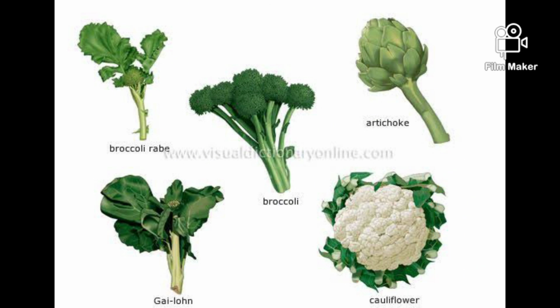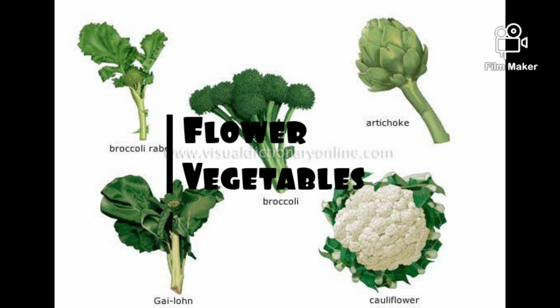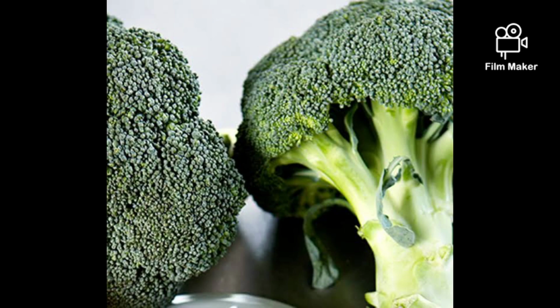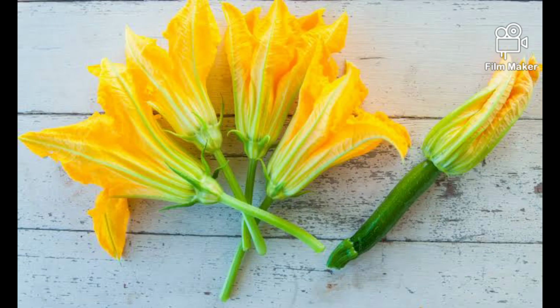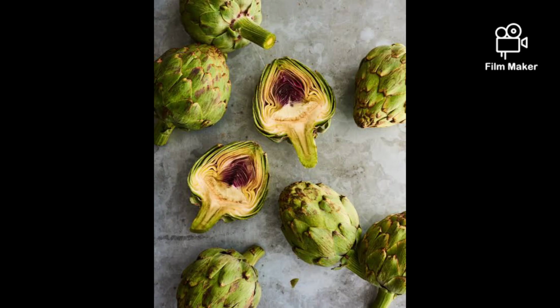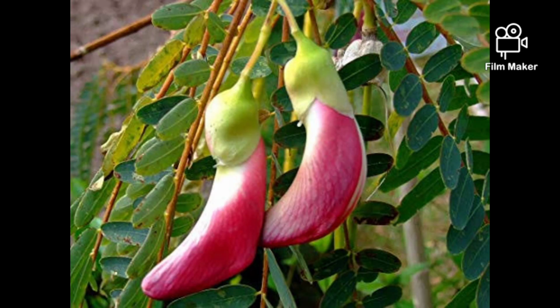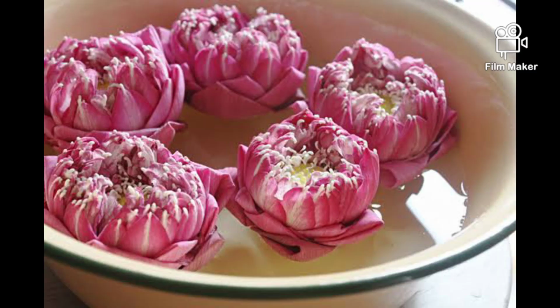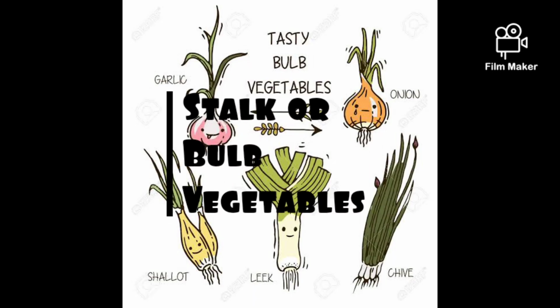Now moving forward, we have flower vegetables. Some plants have flowers which are actually used as vegetables in the culinary world. These are seasonal and are found during a particular season of the year, and such plants are only grown for their flower buds. Some examples of these vegetables are cauliflower, broccoli, courgette flowers, squash blossoms, artichoke, agati, banana flower, and lotus.